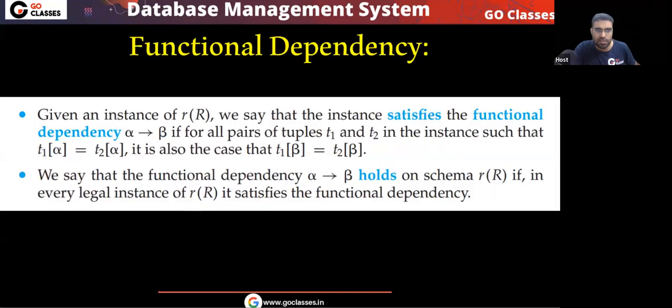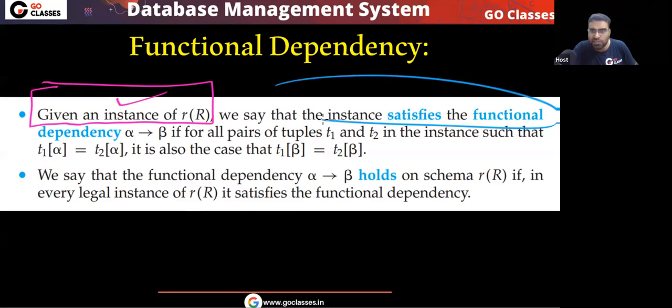So remember this point. This is an interesting point: if I give you an instance, when can I say this instance will satisfy a functional dependency? You will check this instance, and in this instance you will check that if two tuples have the same alpha value, then they should have the same beta value.